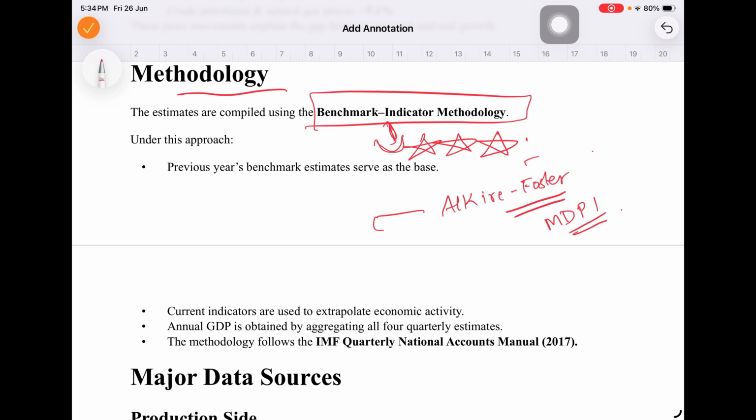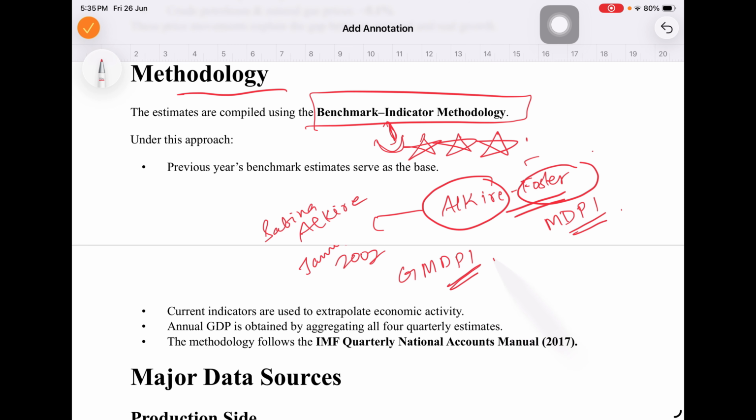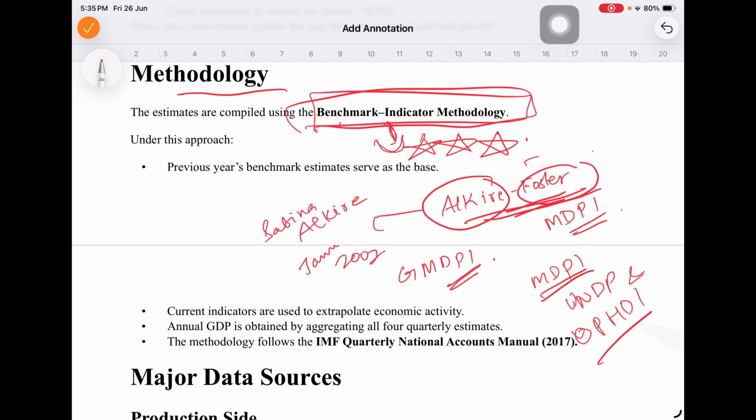It was developed by them. These are names of 2 people, Sabina Alkire and James Foster, in 2007. This is for the global multidimensional poverty index. And who releases the global multidimensional poverty index? See, I keep forgetting. By UNDP, yes. So this is a different thing, but I just remembered it once I saw the benchmark indicator method. It's released by UNDP and the Oxford Poverty and Human Development Initiative.